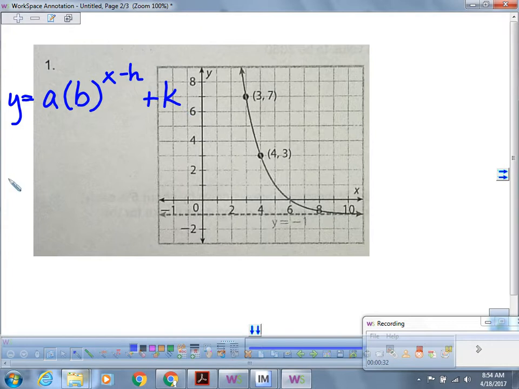So I'm going to kind of start filling stuff in here. Y equals box. Something goes in here. Something goes in here.